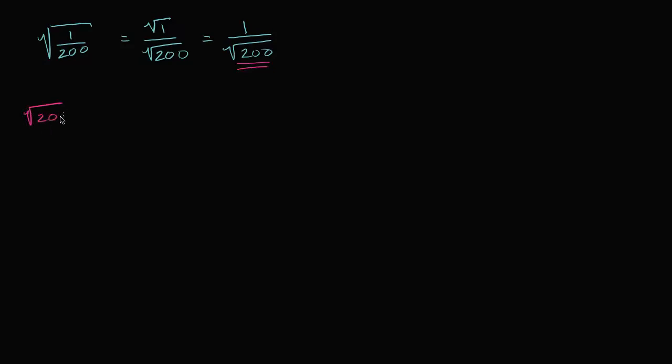Square root of 200. You could realize that, okay, look, 100 is a perfect square, and it goes into 200. So this is the same thing as 2 times 100. And so the square root of 200 is the square root of 2 times 100, which is the same thing as the square root of 2 times the square root of 100. And we know that the square root of 100 is 10. So it's the square root of 2 times 10, or we could write this as 10 square roots of 2. That's one way to approach it.